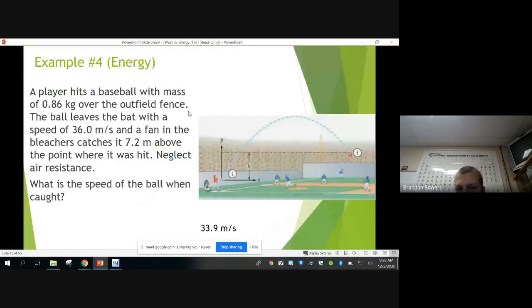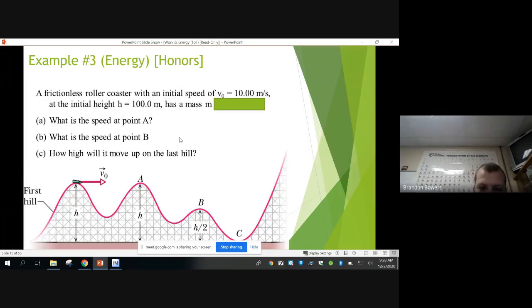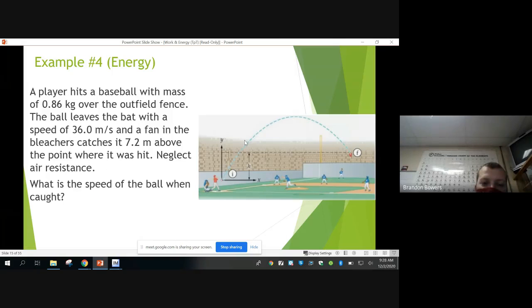Okay. A player hits a baseball with a mass of 0.86 kilograms over the outfield fence. The ball leaves the bat with a speed of 36 meters per second, and a fan in the bleacher catches it 7.2 meters above where it was hit. Neglect air resistance. What is the speed of the ball when it is caught?